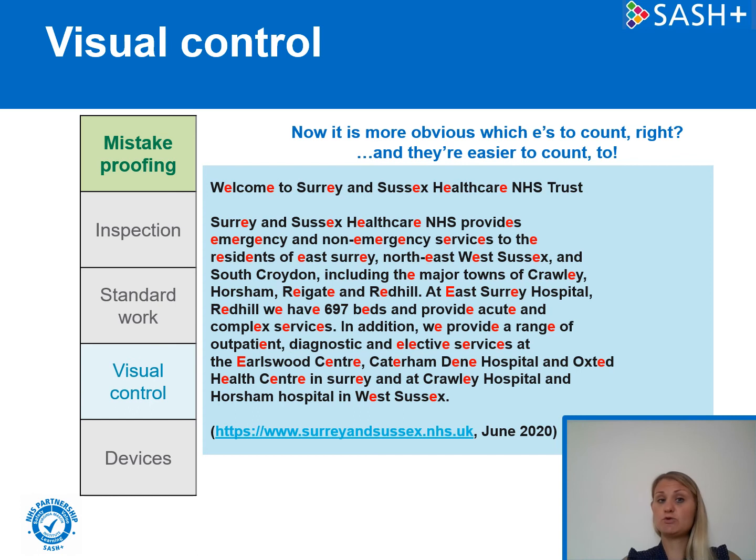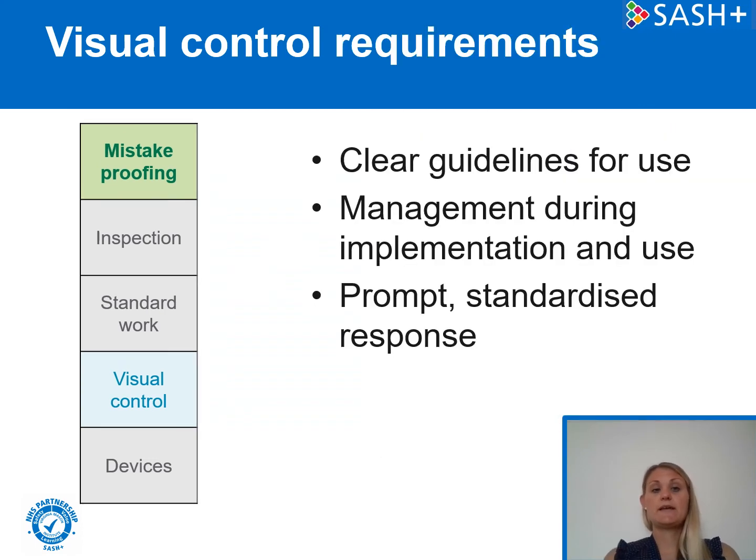So I've now put some visual controls on this piece of text, so it's now more obvious which E's to count, and they're easier to count too. So this just proves that visual controls are quite a powerful mechanism to use. In order for visual control to be effective, however, it needs clear guidelines for its use. It needs management support during its implementation to support the staff with when and how they should use it. And there's no point having a visual control in place if there's not a standardised response or they're not kept up to date.